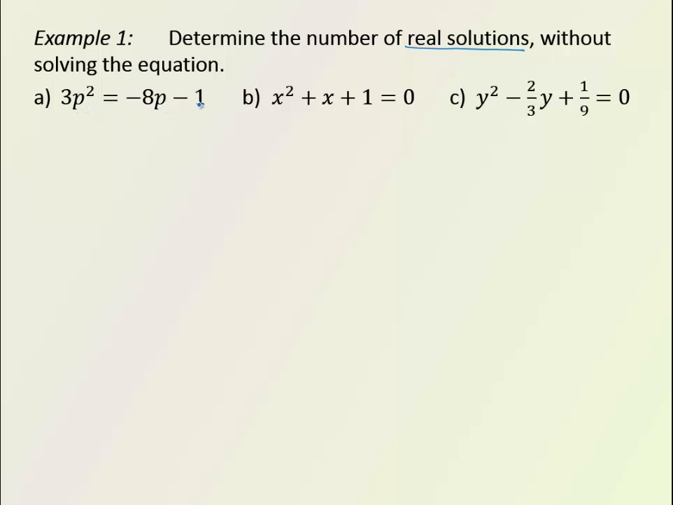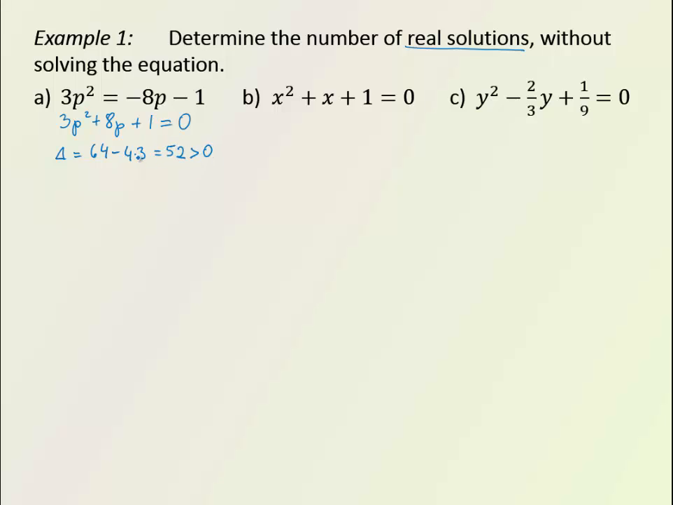So in order to calculate the discriminant, we need to know what a, b, and c are. My first suggestion would be to rearrange the equation to the decreasing form of exponents. So bring everything to one side in decreasing order of exponents. And then we know what a, b, and c are and calculate the discriminant. So the discriminant in this case is b squared, 64, minus 4a, which is 3, and c, which is 1. So 64 minus 12 is 52.